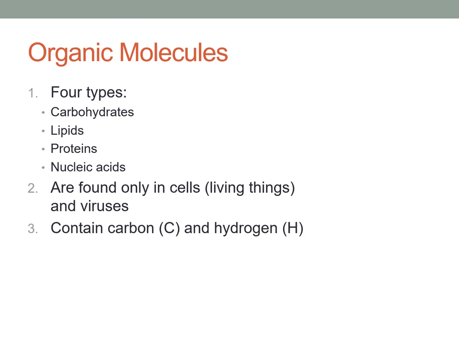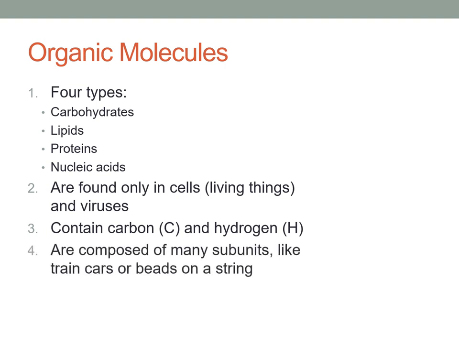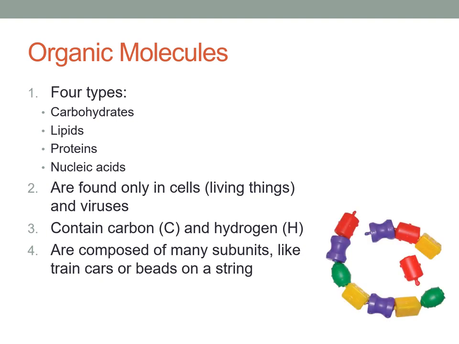They contain mostly carbon and hydrogen. So if you read sci-fi or anything, you're like, we are a carbon-based life form. Yes, we are. We're mostly made out of carbon. Most of us is carbon and some hydrogen. And they're made up of subunits, like beads on a string, or like those little pop-em things that you would play with when you were a toddler, right? And you can hook a whole bunch of them together and have a big long string of them. All of our organic molecules are made of subunits that are then joined together or can be split apart, okay?